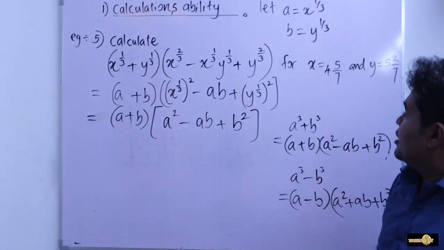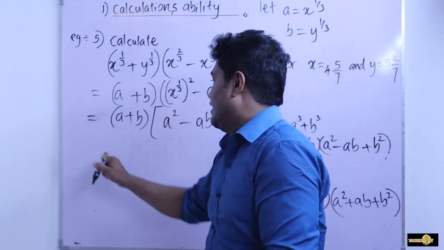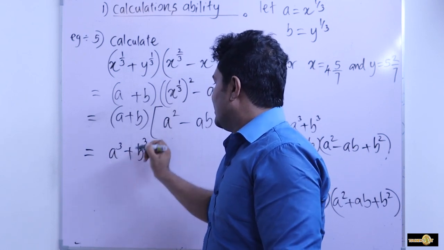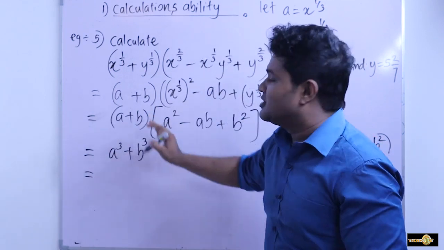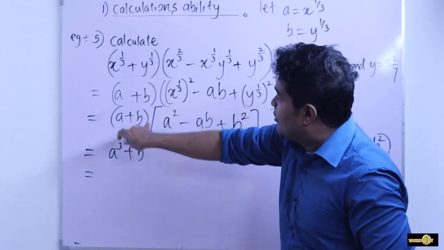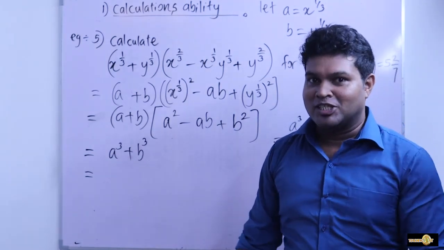Then how do we make this concise? We can rewrite this like a cube plus b cube. Right? This is the answer, the a cube plus b cube. Then when you have a cube plus b cube, you could have written that, no? Right. Okay, now it is the moment to substitute the values.